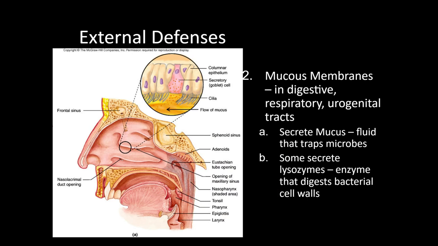And then in the places where you don't have skin, basically your openings, you have mucous membranes. So you have living cells. They're not keratinized and waterproof, but they secrete mucus that's going to trap these microbes in just this thick fluid. And then in that fluid, you have these things called lysozymes, which are little enzymes that will break apart anything that's trapped in the mucus.